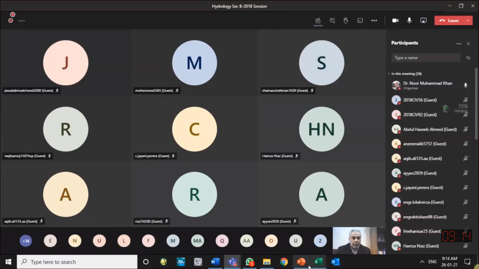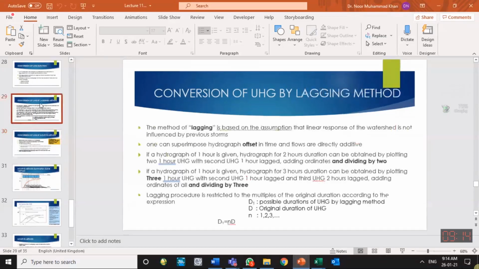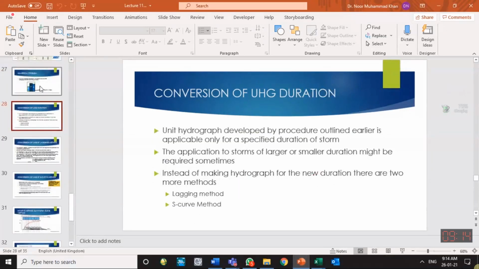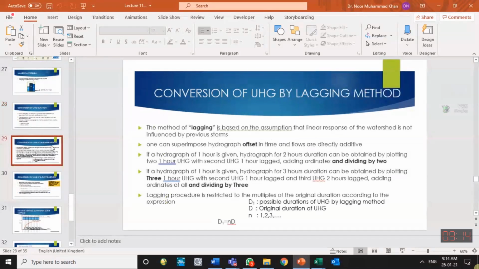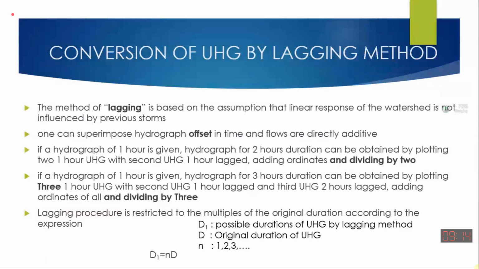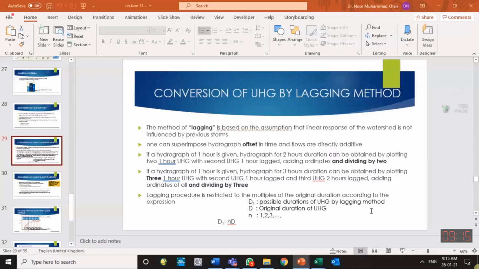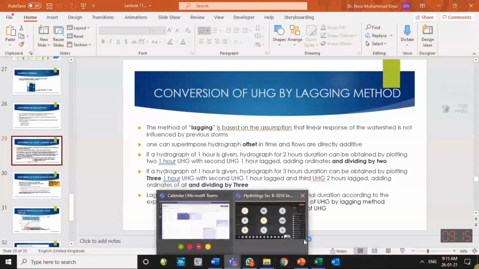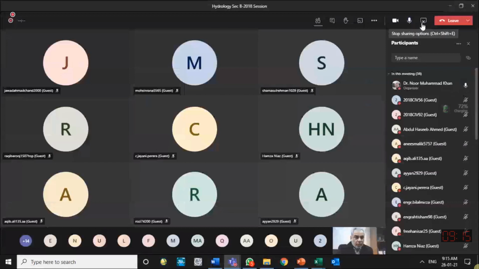Okay, let us start. Conversion of the unit hydrograph. Because a unit hydrograph is good for one storm duration, we are lucky if we get the unit hydrograph of the same storm duration for which we want to carry out the flood analysis or direct runoff analysis. So we need it. Hopefully you are seeing the slides and getting my voice also. Let me check with you.